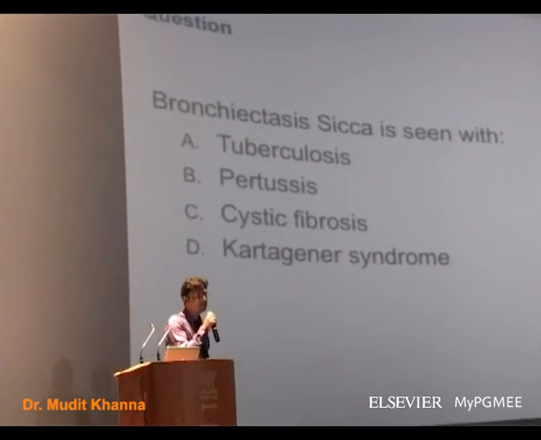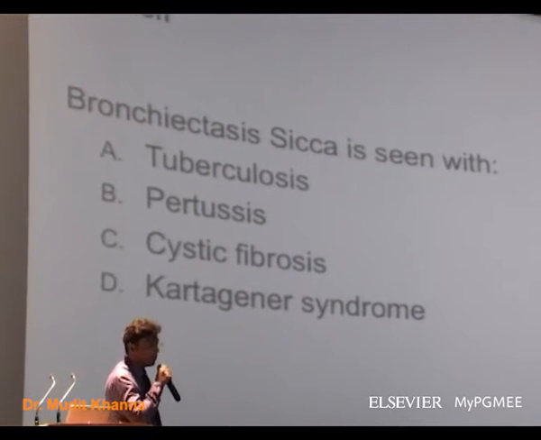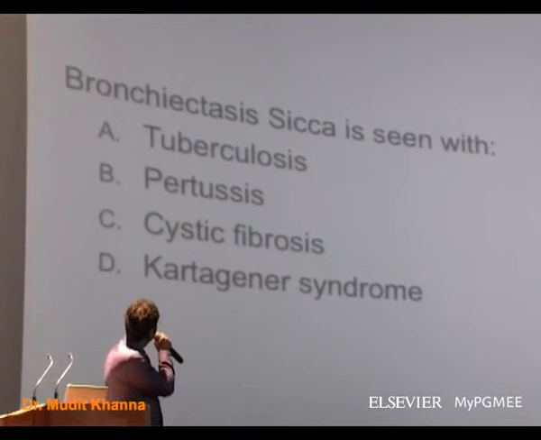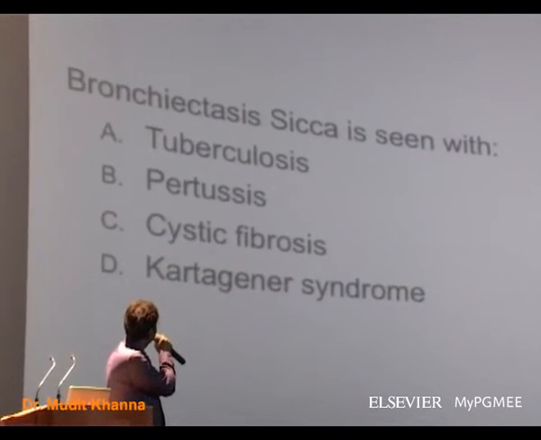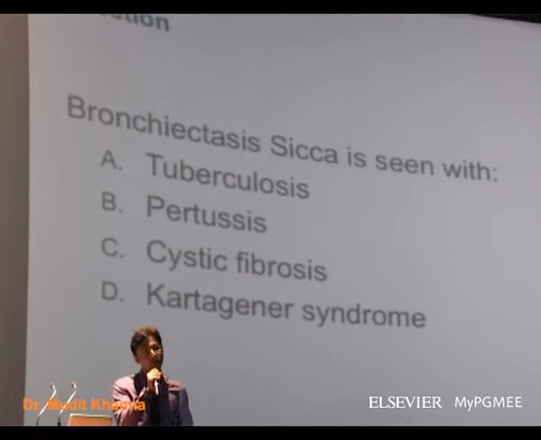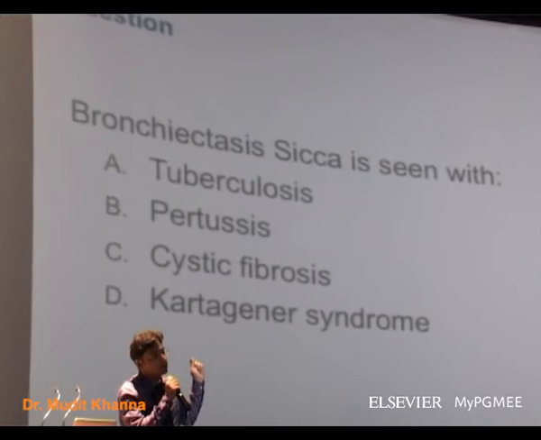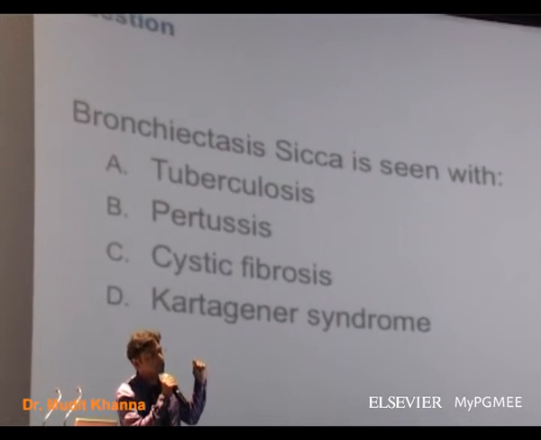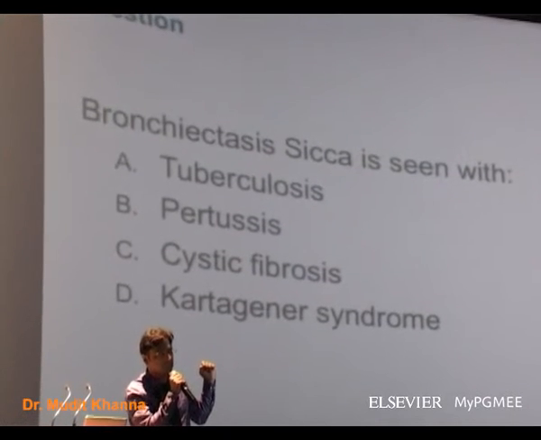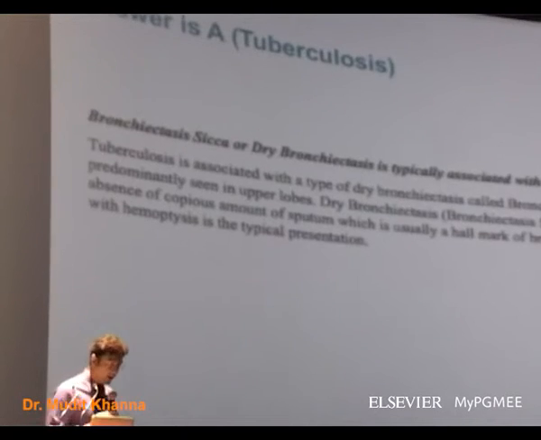This is an old one which has been repeated, but it's part of the same process. Therefore, bronchiectasis sicca. D. How many for D? I must go back and check the answer again. What if Sjogren's syndrome was in the options? Okay. The answer is A.